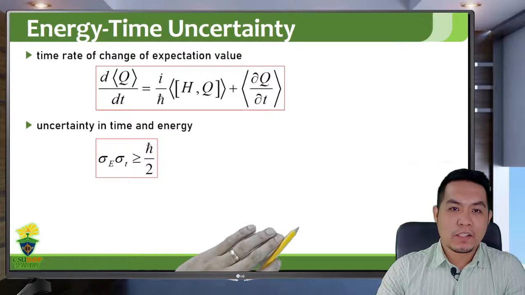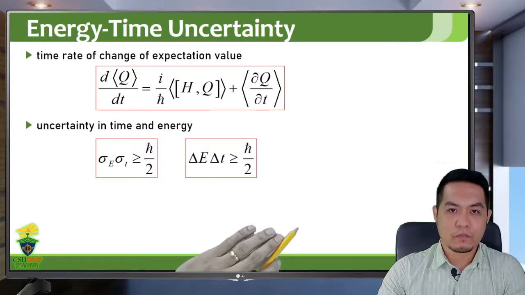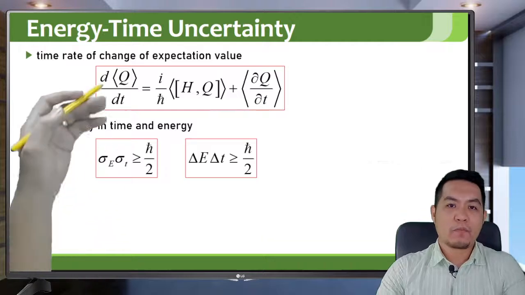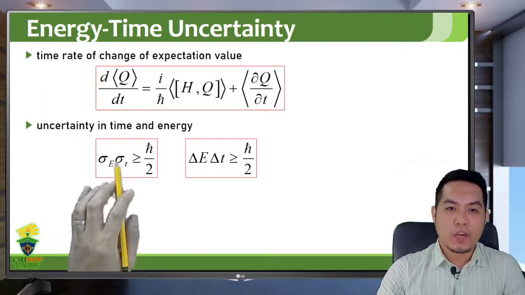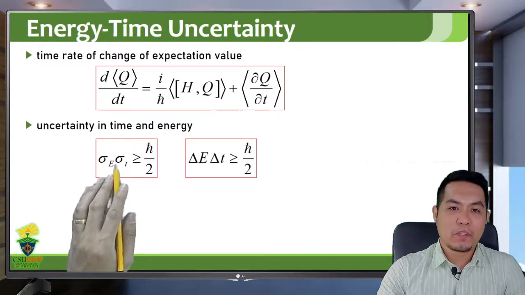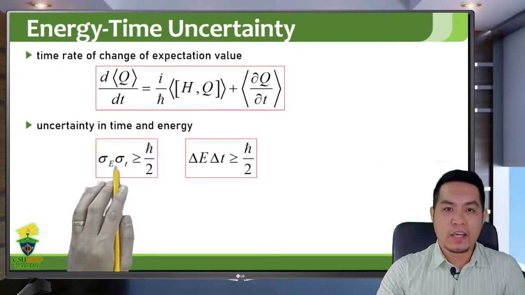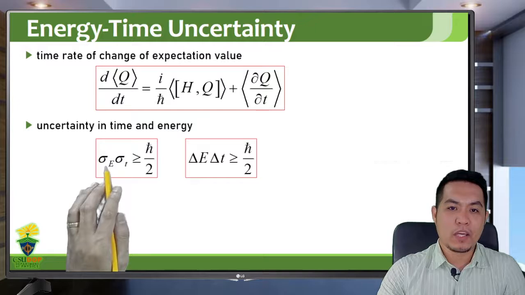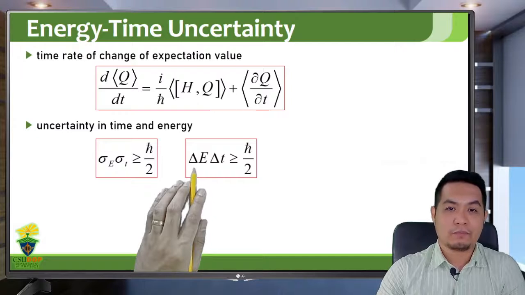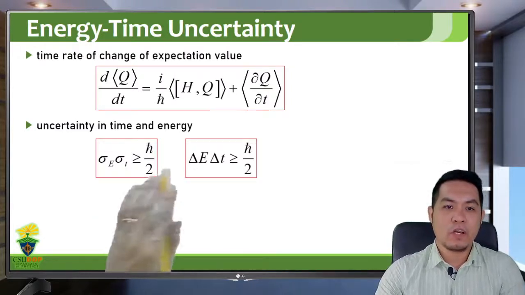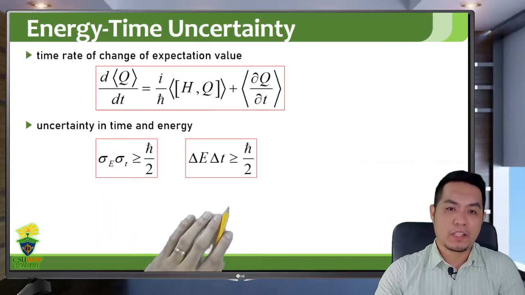For the uncertainty in time and energy, using this and the generalized uncertainty principle, we can arrive at the uncertainty principle in time and energy, or in energy and time. Sometimes, instead of using the sigma notation for uncertainty, we use delta. They are basically the same. These two notations are basically the same.